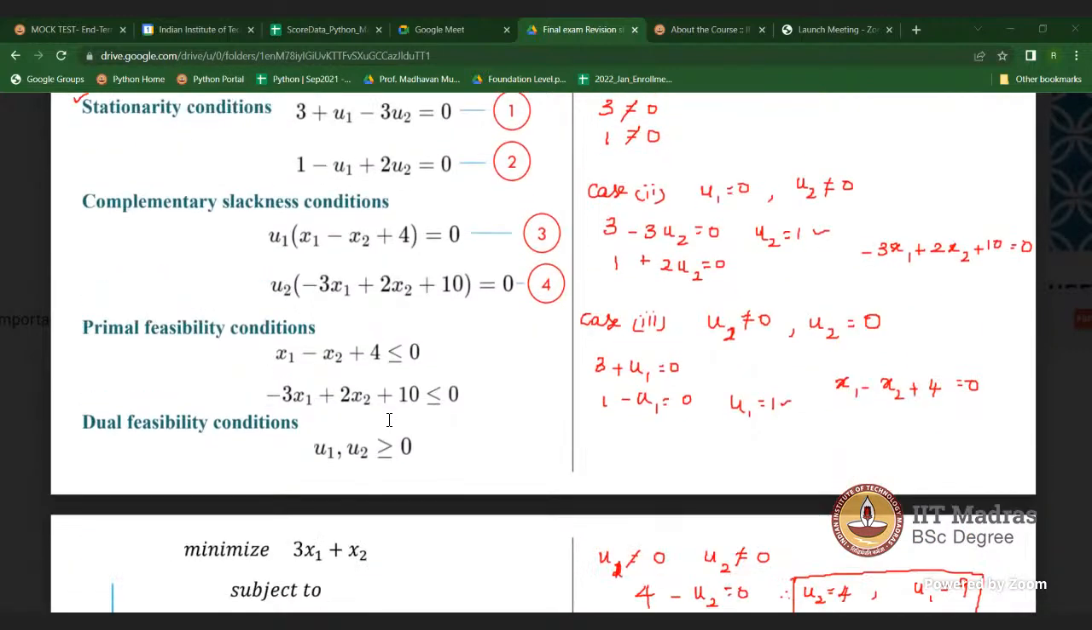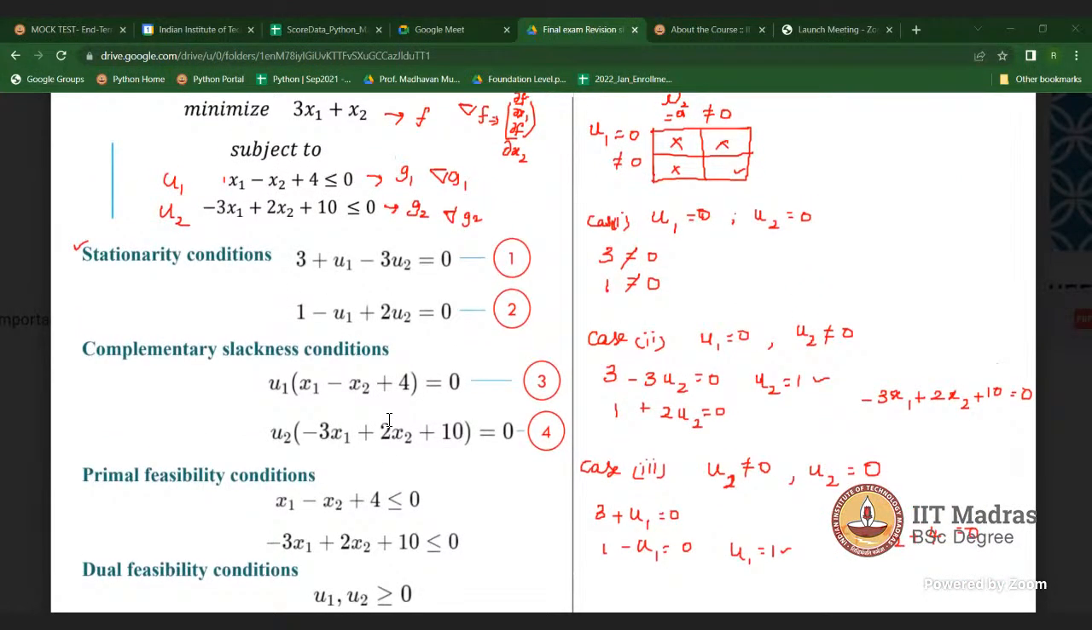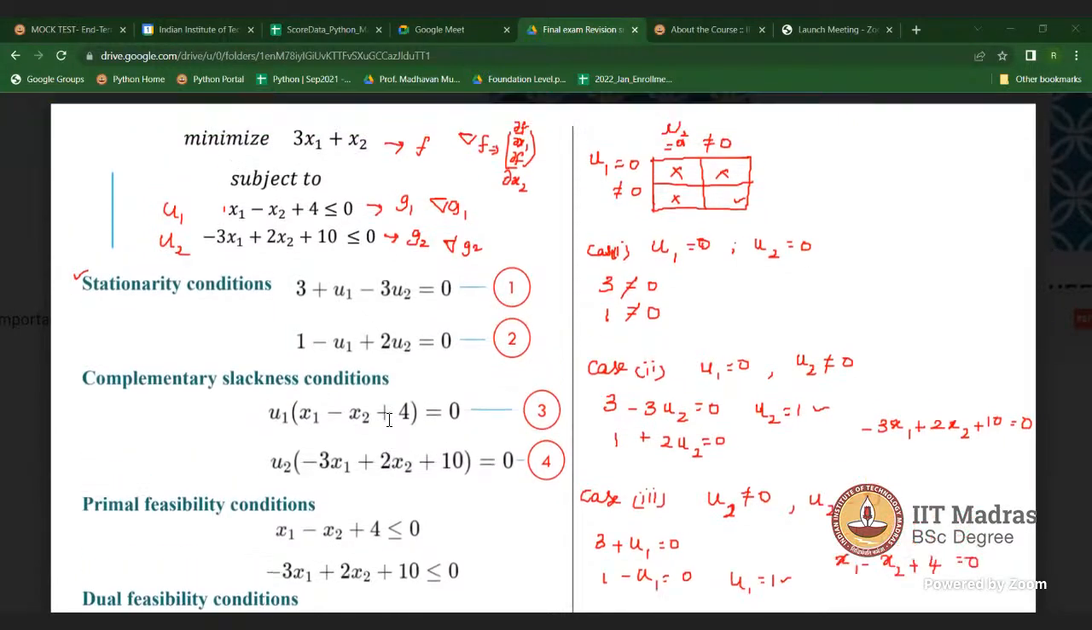Sir, in this kind of problem, we will never find U1 and U2 to be negative. They will always be positive, right? Yeah, the condition is that U1 and U2 should be positive. If you're getting U1 as negative, that means your solution is wrong.